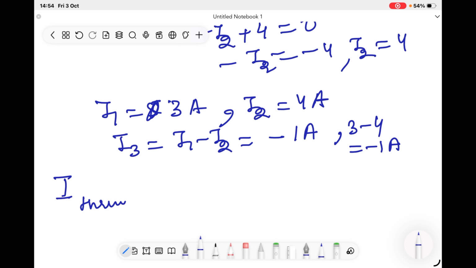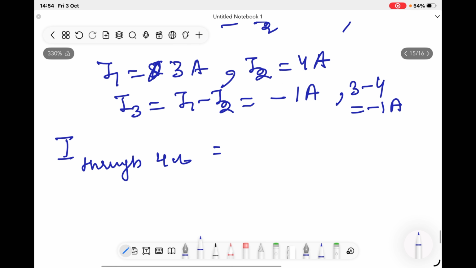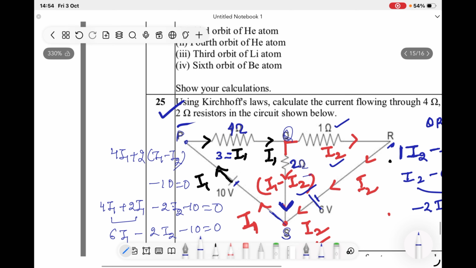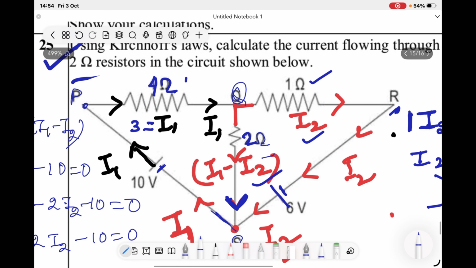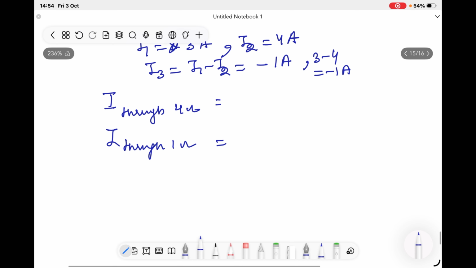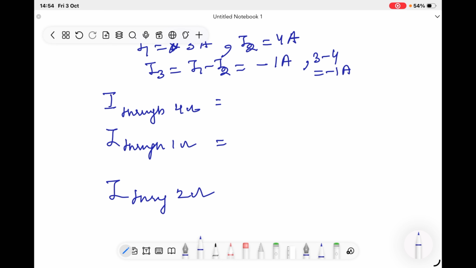Current through, there are 3 resistors, no. Current through 4 ohm equals dash. Current through 1 ohm equals dash. Now you go through the diagram and see. 4 ohm, then we have 1 ohm, and then we have 2 ohms. 1 ohm is I2. Then current through 2 ohms.